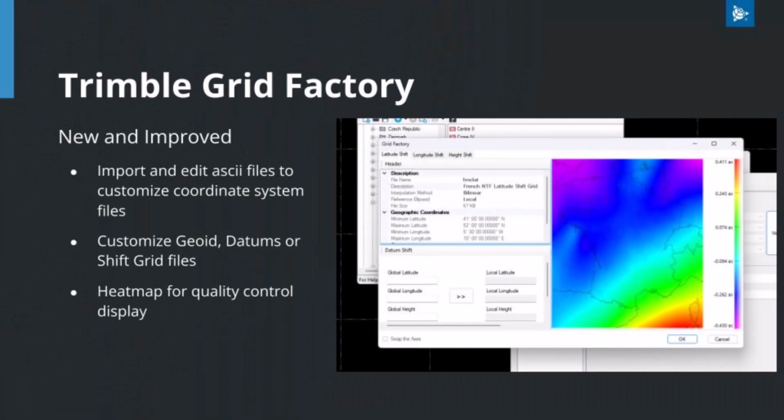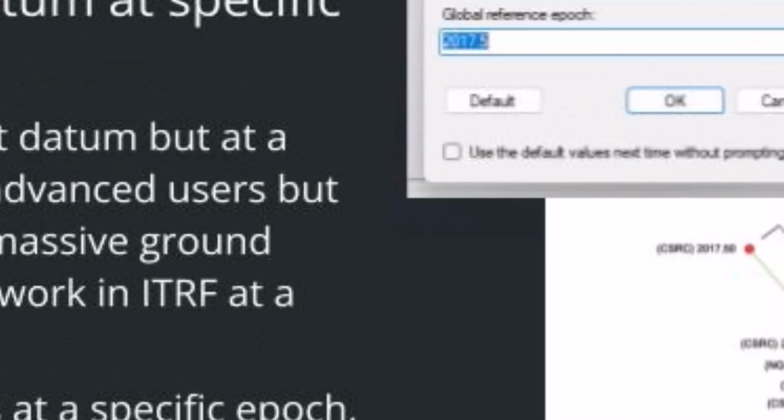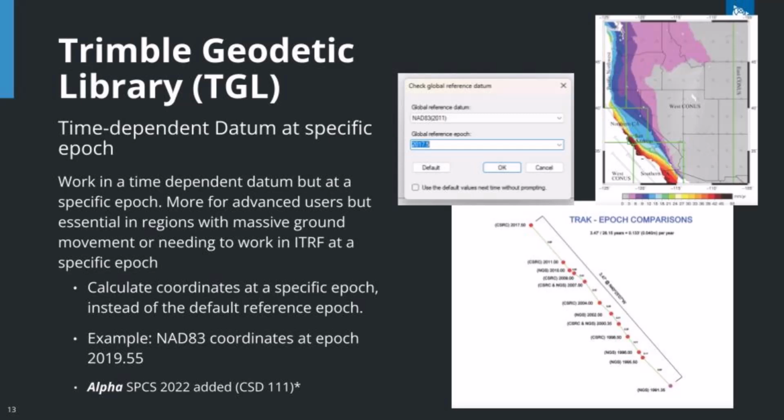As you can see here, we also added the Trimble Grid Factory, a new and improved one. Import and edit ASCII files to customize coordinate system files. You can customize your geoid datums or shift grid files, and a heat map for quality control is displayed as well.